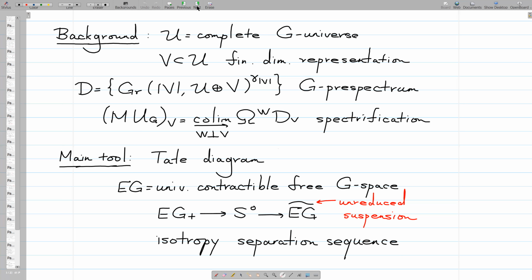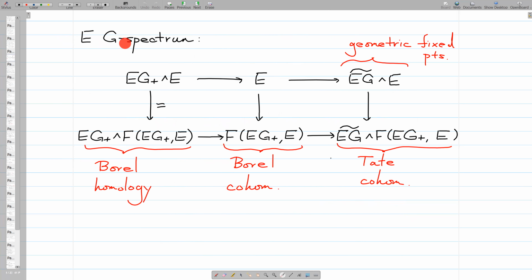And this cofiber sequence is called the isotropy separation sequence. So if we have a G-equivariant spectrum E, we can just smash this sequence with E. That gives us EG plus smash E to EG tilde smash E. That's the top row of the Tate diagram. Then we can also take the function spectrum from EG plus into E, and smash this function spectrum with the isotropy separation sequence. That is the bottom row of the Tate diagram.